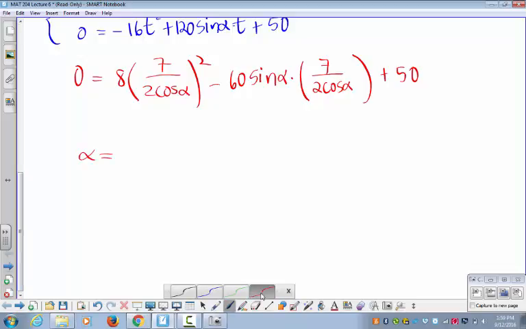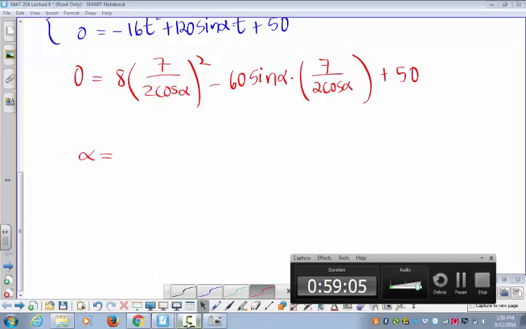Why don't we take a break? I'll type it into decimals and get those alpha values while you guys are out, whatever you guys do out there in the far reaches of the campus.